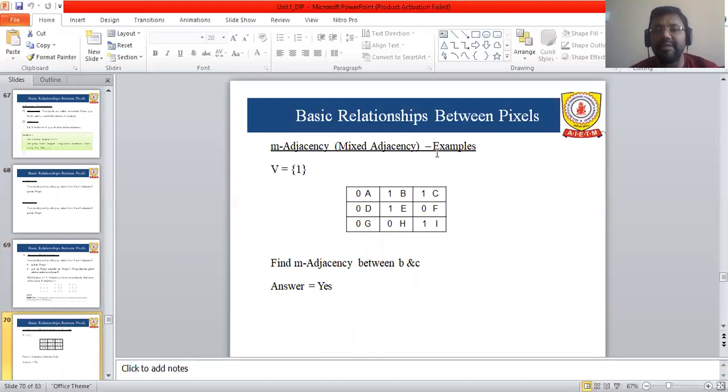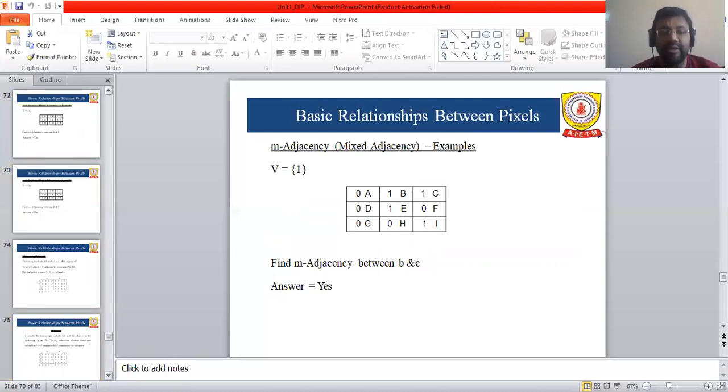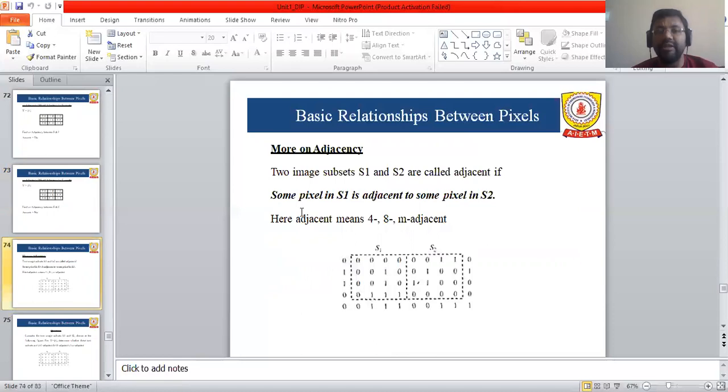Now, for m adjacency, one example is V equals 1. So we have this binary matrix, where all the entries are either 0 or 1. Find whether there is m adjacency between B and C. B and C, yes, that is there. So the answer is yes. So there are certain problem statements that we can solve using this concept.